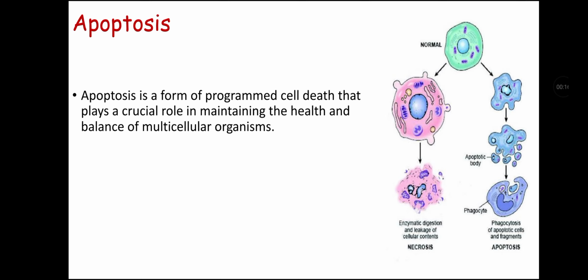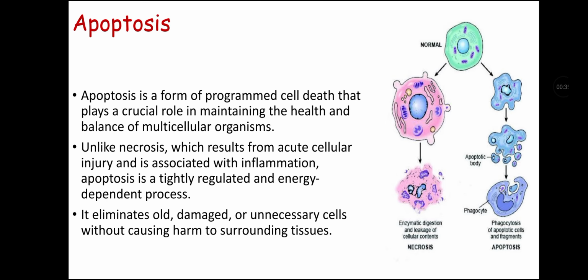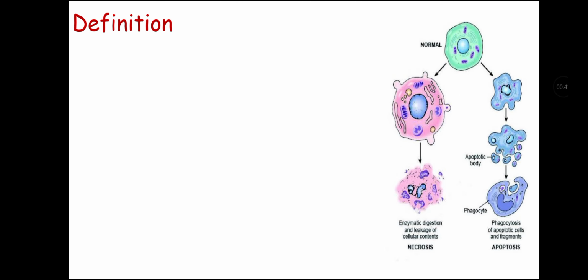Apoptosis is a form of programmed cell death that plays a crucial role in maintaining the health and balance of multicellular organisms. Unlike necrosis, which results from acute cellular injury and is associated with inflammation, apoptosis is a tightly regulated and energy dependent process. It eliminates old, damaged, and unnecessary cells without causing harm to surrounding tissues.